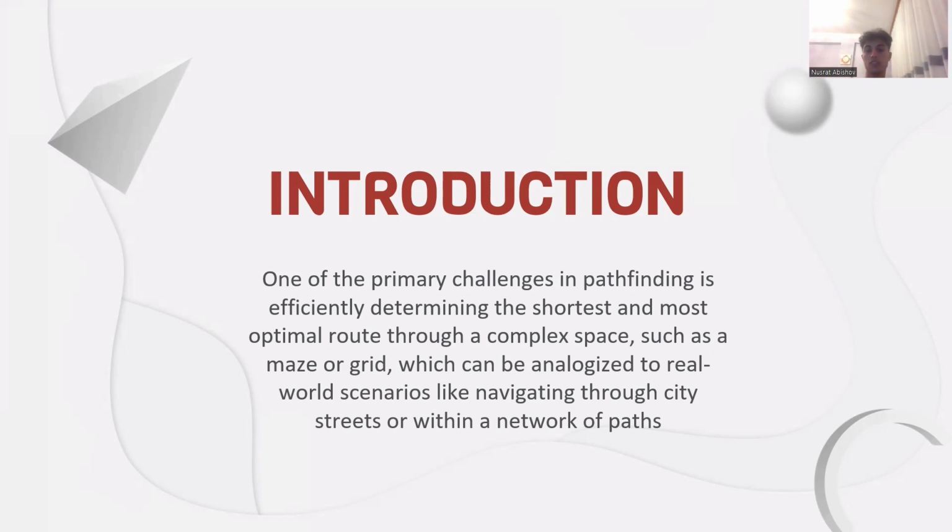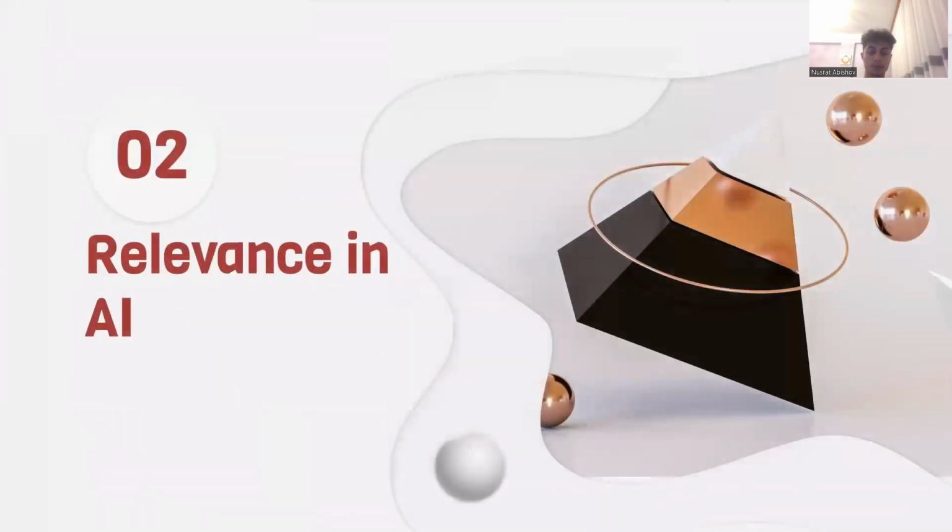One of the primary challenges in pathfinding is efficiency, determining the shortest and most optimal routes through a complex space, such as a maze or grid, which can be analogized to real-world scenarios like navigating through city streets or within network paths. As we will show you, our code works on simple and complex mazes. So that's why we consider it the best and optimal algorithm to find the shortest path between 2 points.